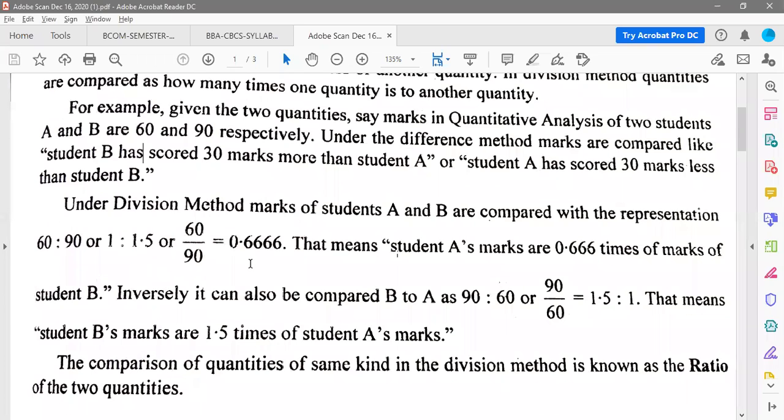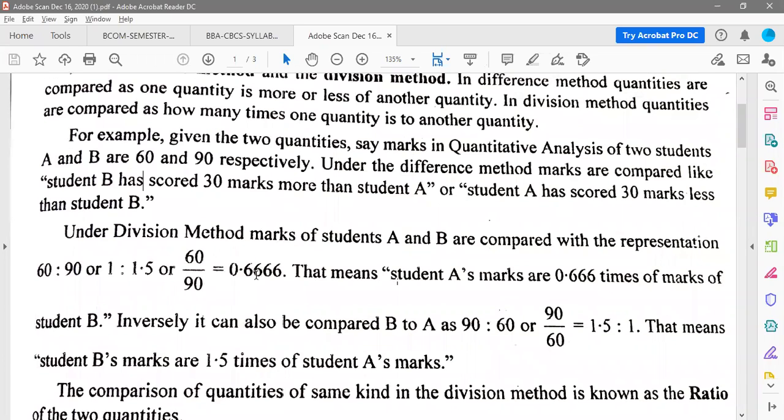Now next, when it comes to the division method, we will represent them in proportion.